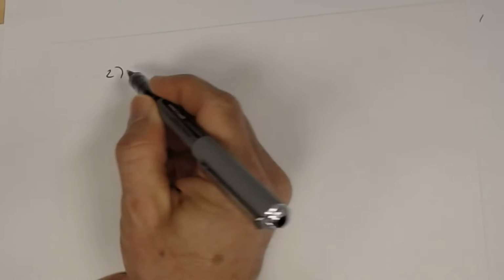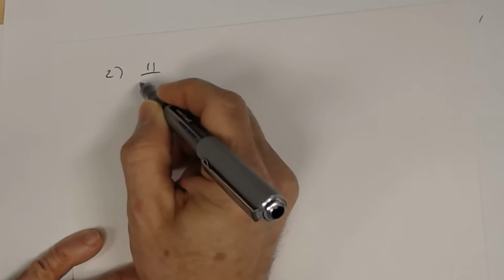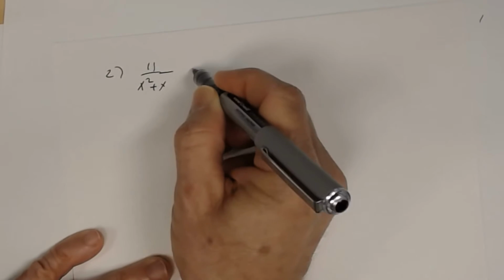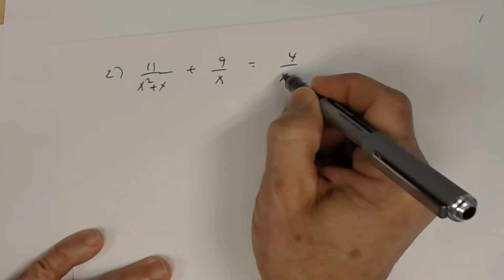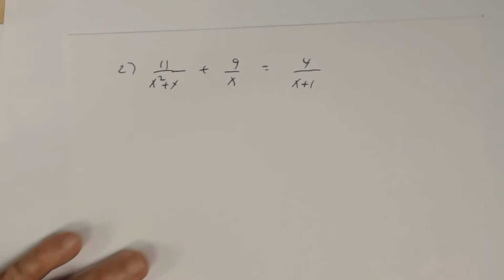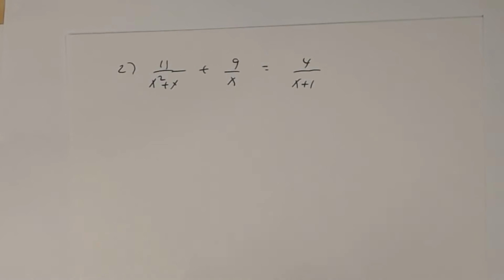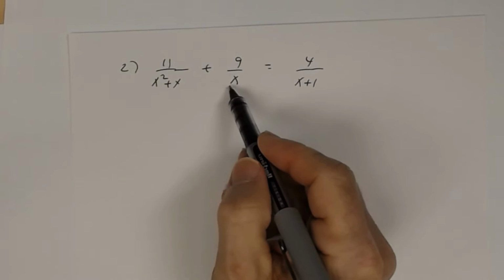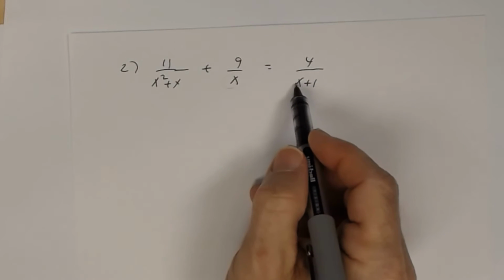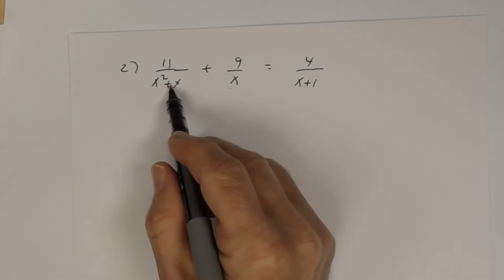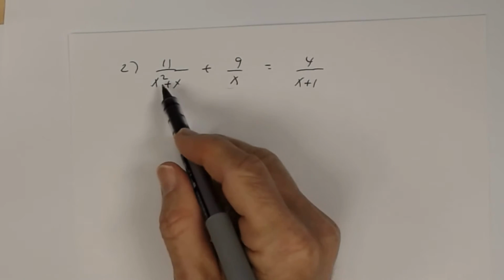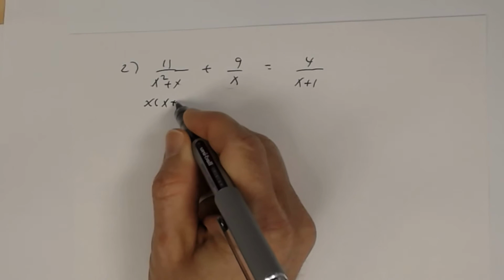Let's look at number two. So number two, let's suppose we had this equation. We had 11 divided by x squared plus x, plus 9 divided by x, equals 4 divided by x plus 1. All right, so again, the first thing you have to do is factor your denominators. So notice, though, that this is a monomial factor, so there's not anything I can do with that one. This is a linear factor where the GCF is 1, so I can't do anything with that. But here, the GCF is x. I can factor out an x. I get x times x plus 1.